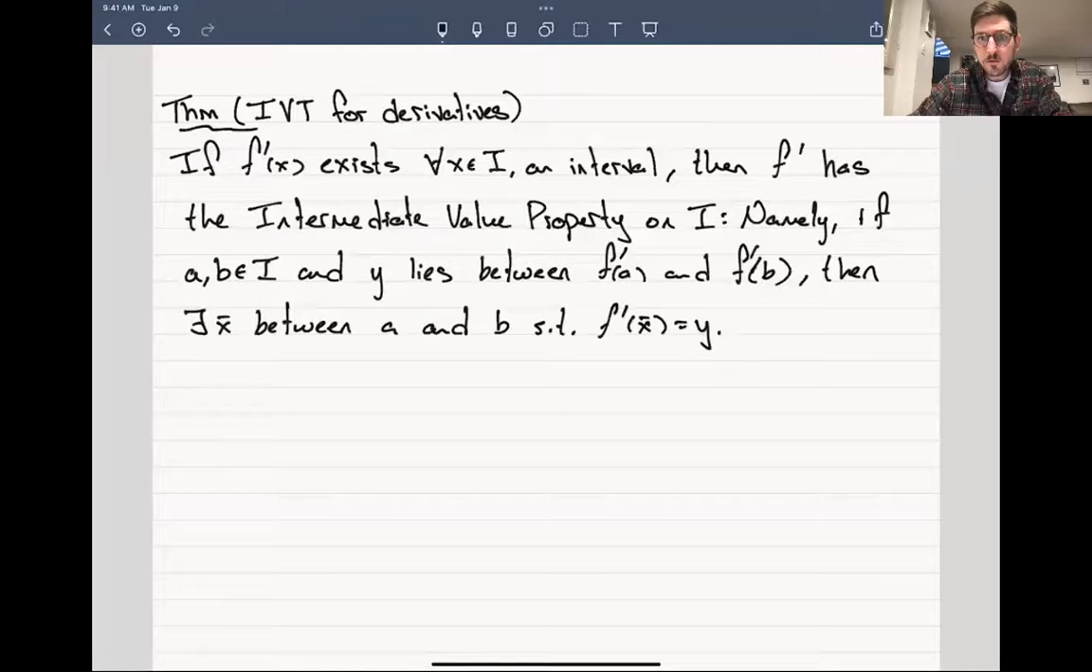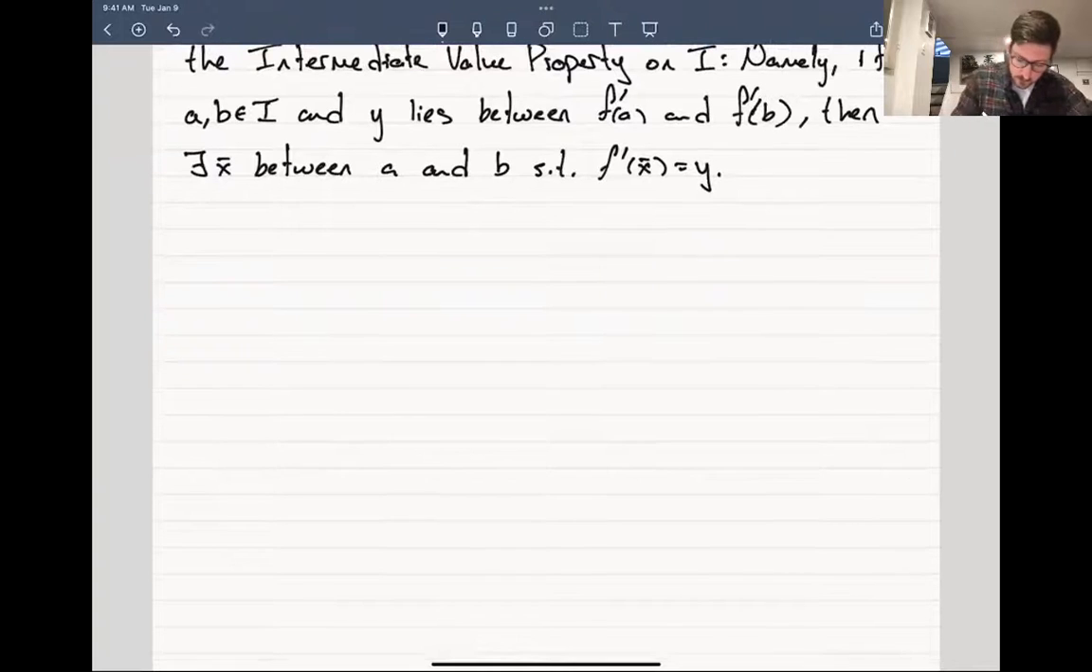And the proof is not too bad. So let's start with it. There's a few things that we can knock off really easily. And really all the proof is dealing with edge cases.